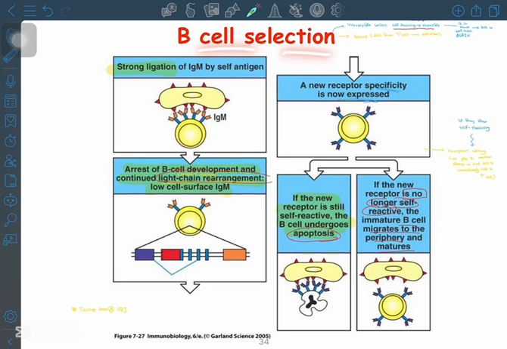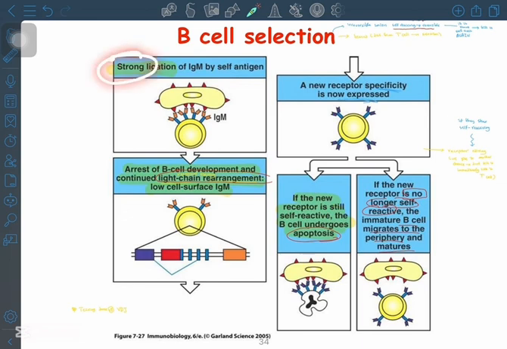For B cell selection, it's more biased than in T cells. As you remember, in T cells, we don't really give any second chances. Here in B cells, we do. So what happens if we have a strong ligation, a strong binding of the IgM, which in this case is the BCR, the B cell receptor? If we compare to T cells, it's the same as the TCR. Self-antigen, this is on the MHC. I just want you to correlate these two ideas together, but I'm speaking about B cells.